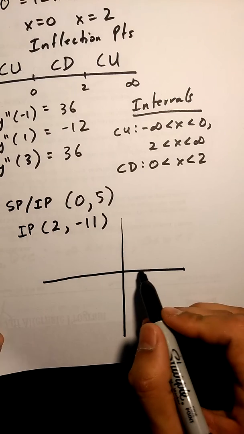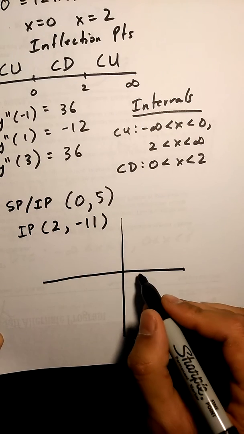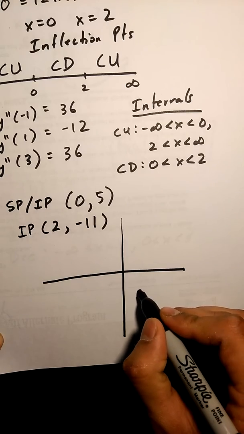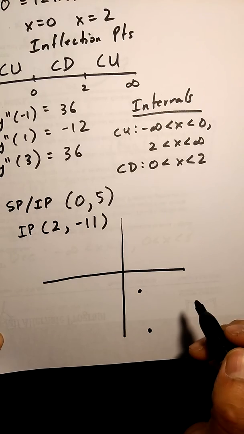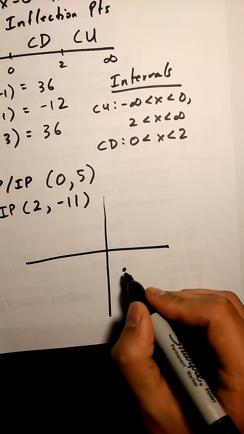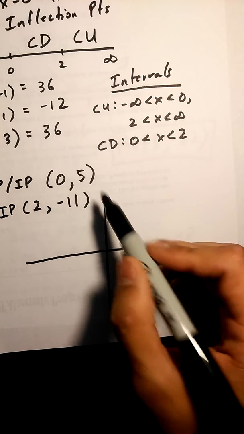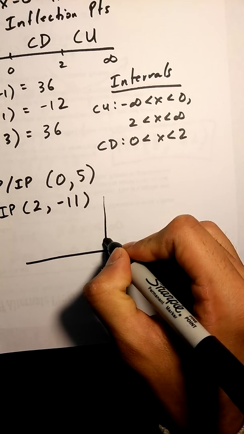My min is at 3 and negative 22. My inflection point is at 2 and negative 11. Probably should put that a bit lower. And my stationary point inflection point is at 0, 5.